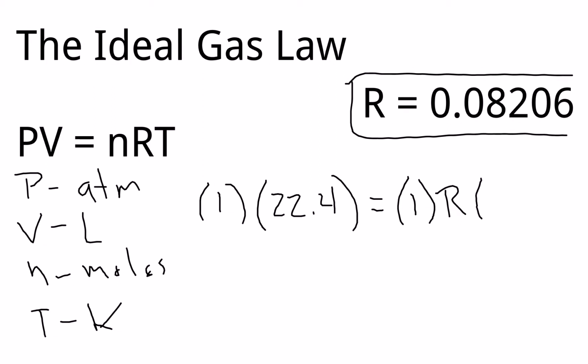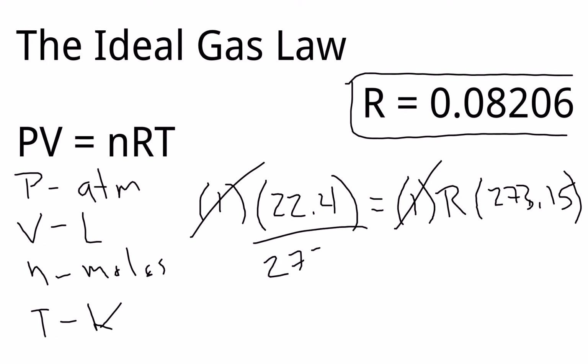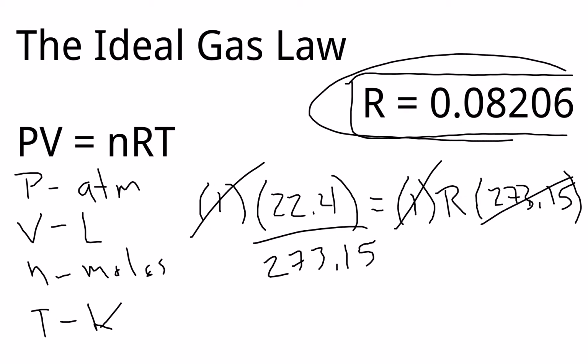And then the temperature is going to be 273.15. And that's from 0 Celsius. You add 273.15 to 0, you get 273.15 as Kelvin. And so the ones drop out. If you take 22.4 divided by 273.15, you get R. And this is the number that you should be getting out of the calculator.